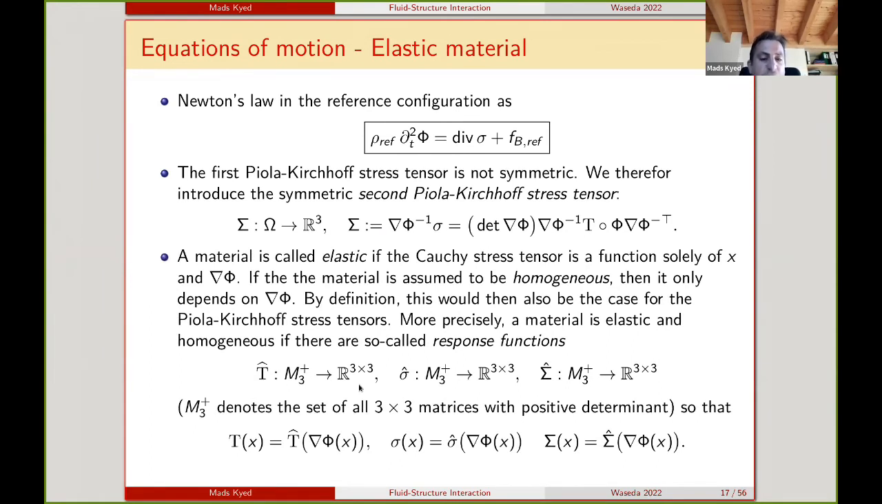Okay, so now let us start with the physical derivation of an elastic material. A material is elastic if the Cauchy stress tensor is a function solely of x and the gradient of phi. That's the intrinsic property of being elastic. If the material is assumed to be homogeneous, then the Cauchy stress tensor only depends on the gradient of phi, and we will consider homogeneous materials.